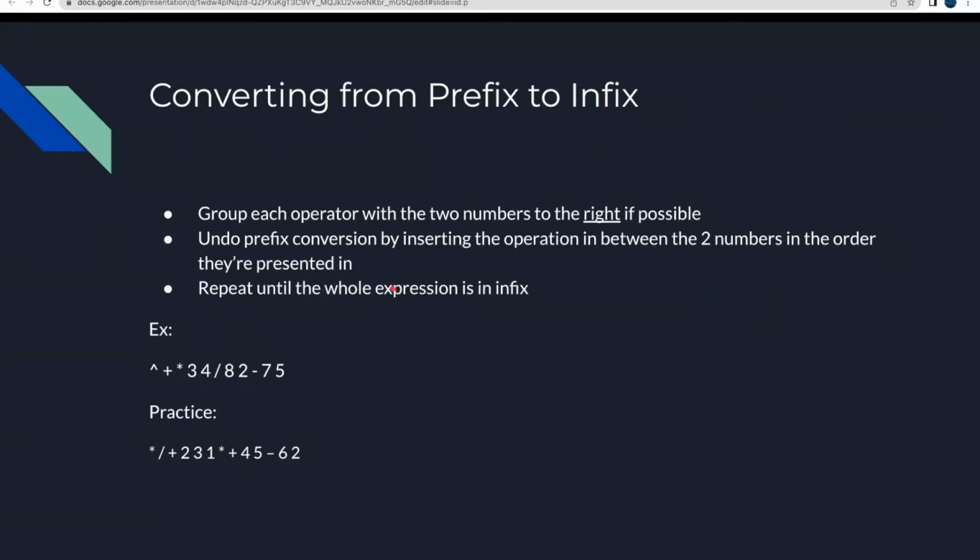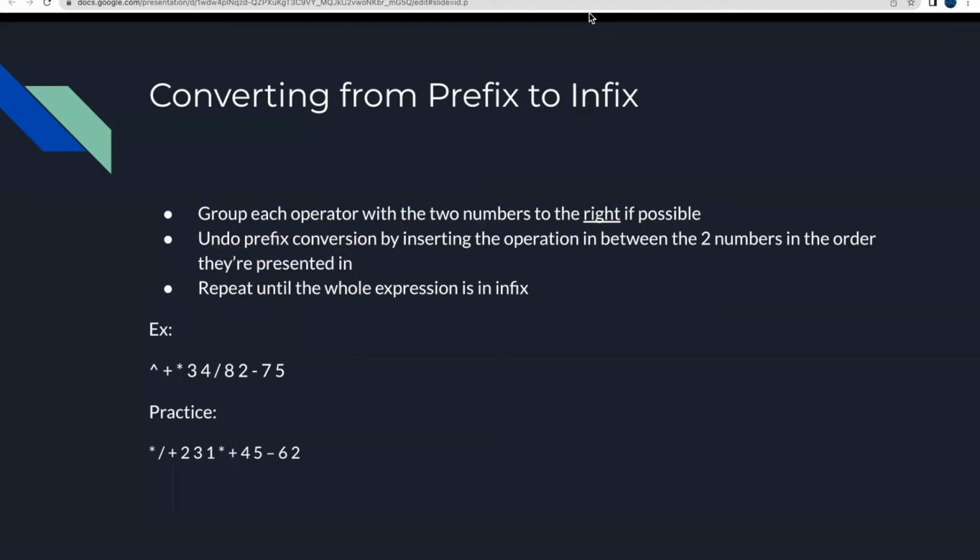Okay, so what if we need to convert from prefix to infix? Now this is actually kind of easier. What we're gonna do is group each operator with two numbers to the right if possible. So why include the if possible? Well, we're gonna notice here that there's not always gonna be two numbers next to an operator, but we'll see how we can group those later. And then we're gonna undo each prefix.